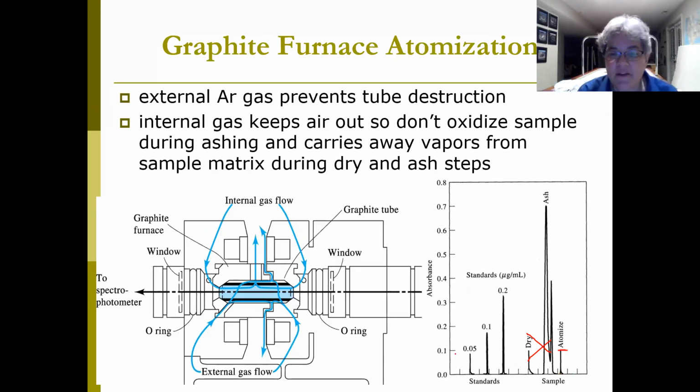Well, notice from the standards, this signal is very close to this one. So it's about 0.05 micrograms per milliliter. Okay, so that's how the graphite furnace works.